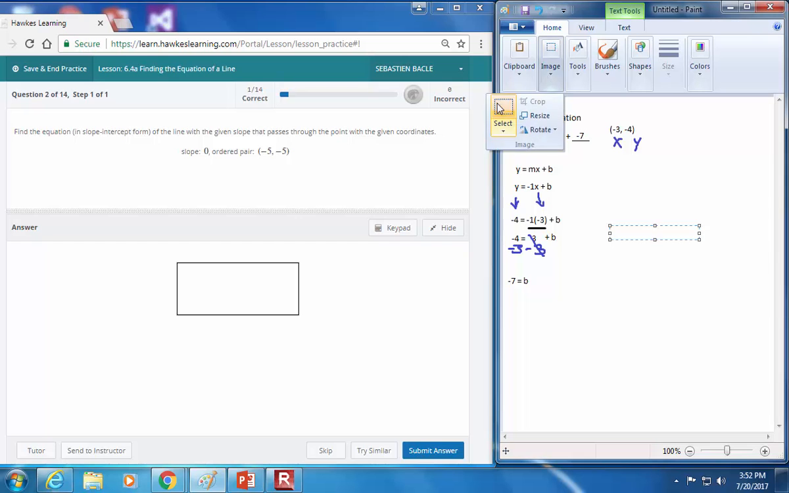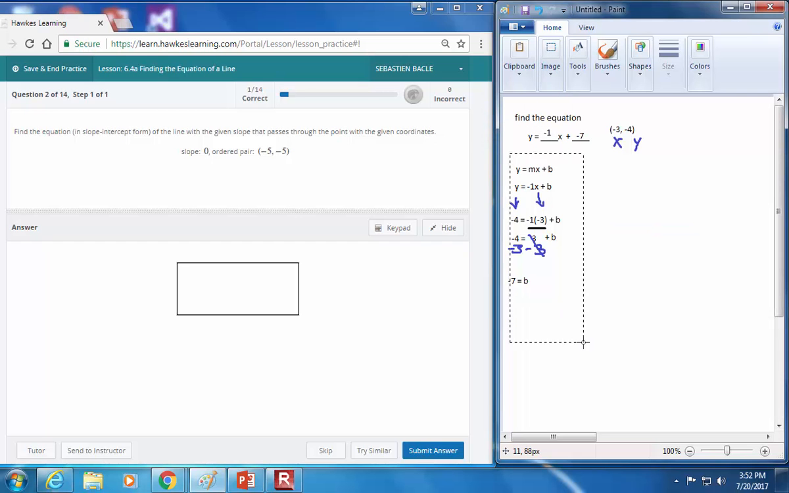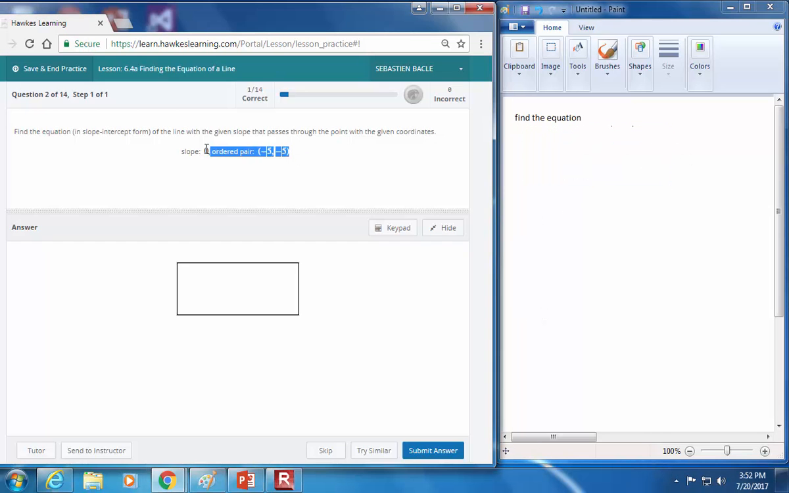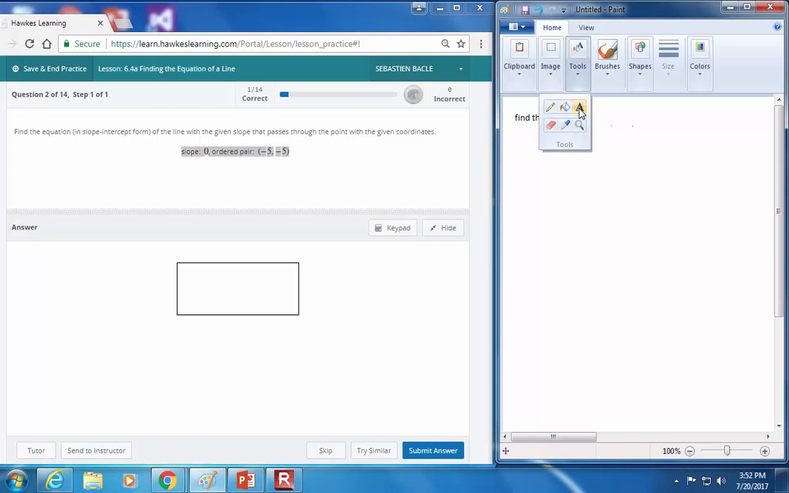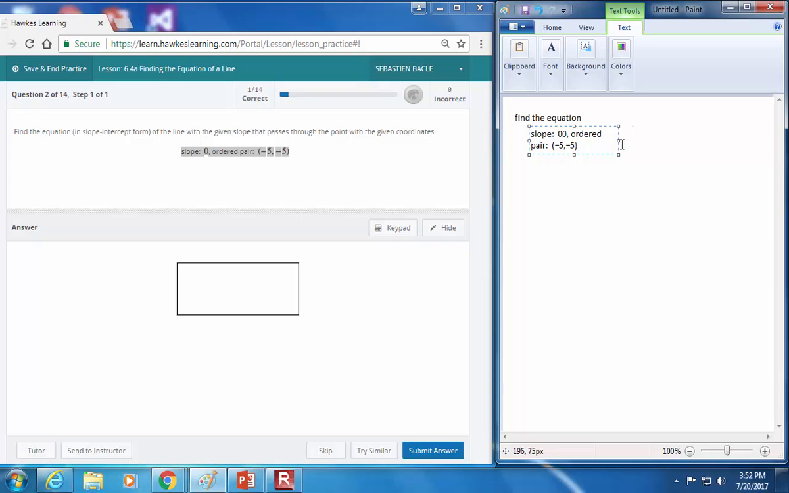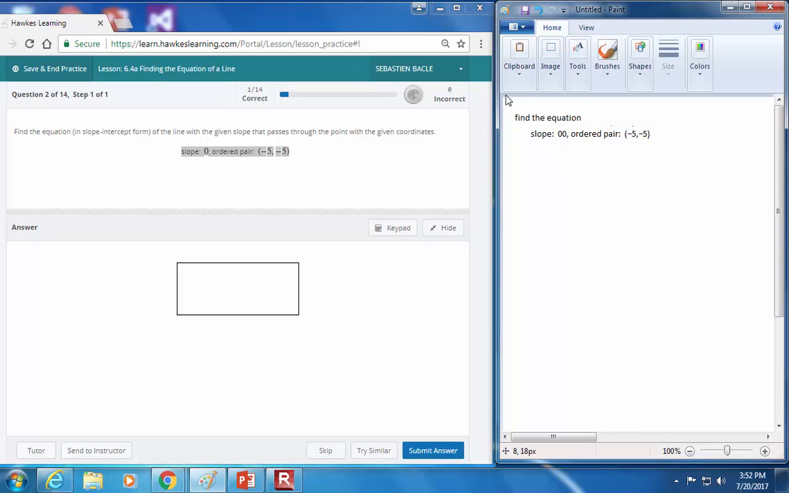So I'm going to do the same type of setup here. My slope is 0 and my ordered pair is -5, -5. So this is kind of a funny one. Slope of 0, if you've checked some of my previous videos, is kind of an odd thing to happen. So let's take a look at what happens here when we have a slope of 0. Alright, I don't know why it's a double 0 there. Let's just deal with it.